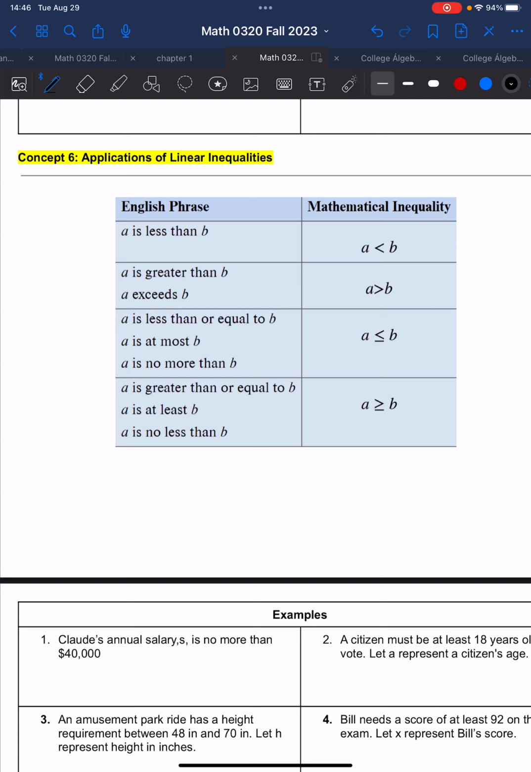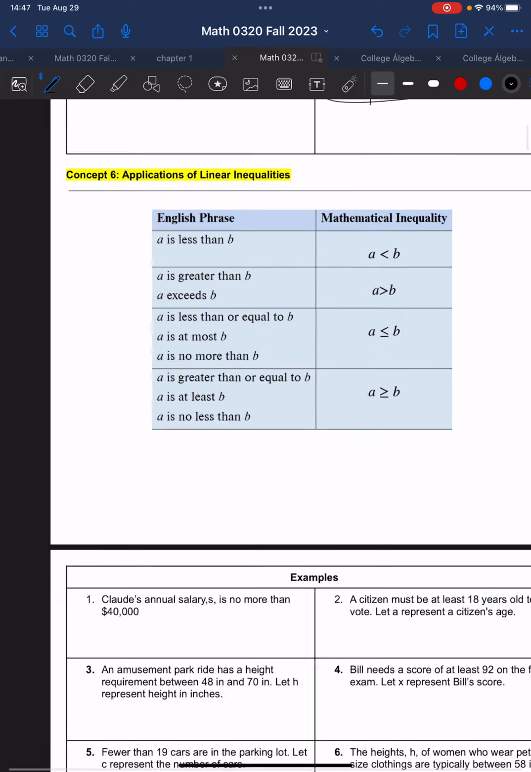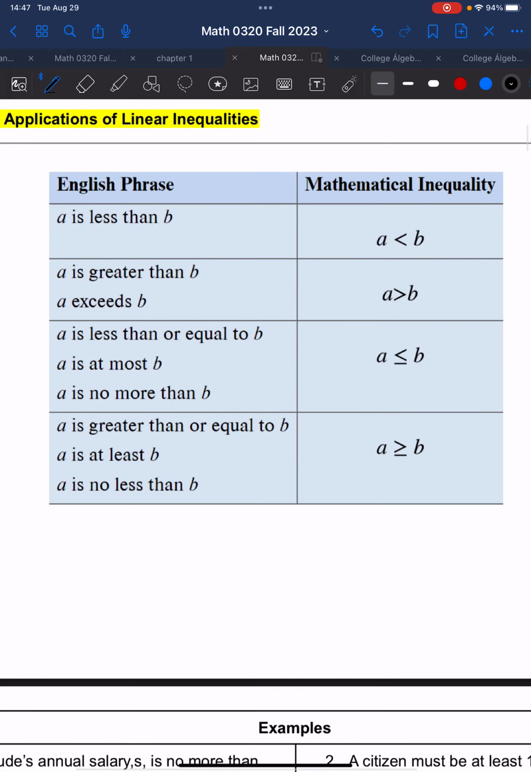When we are viewing these word problems, they are going to use phrases that we need to interpret as a mathematical inequality. So for example, if they say A is less than B, then we know that we're using the less than symbol. If we see A is no more than B, we are using the less than or equal symbol, so on and so forth. So this is good information to have.